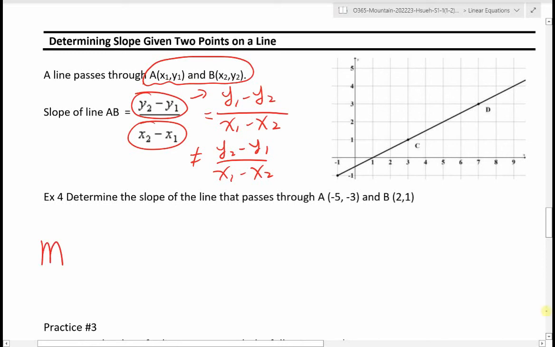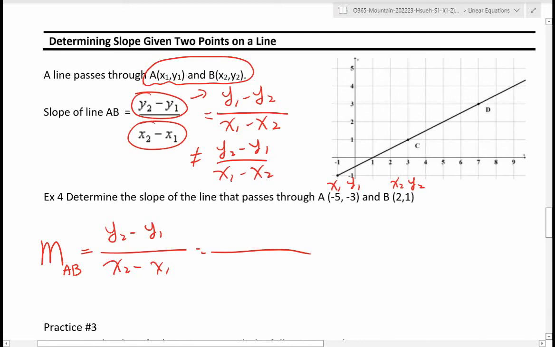So we can find the slope of AB. I'm going to call this m subscript AB, the slope of AB. This, recall, is y2 minus y1 over x2 minus x1. So here is x1, y1, and here is x2, y2. That's the first point, and that's the second point. Again, you can label A as x1, y1, or you can label A as x2, y2, and B as x1, y1. It doesn't really matter, as long as you keep it consistent.